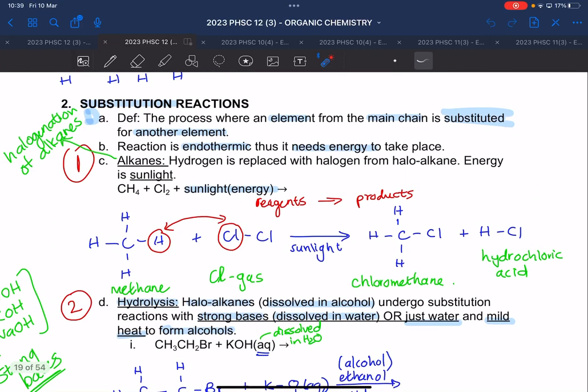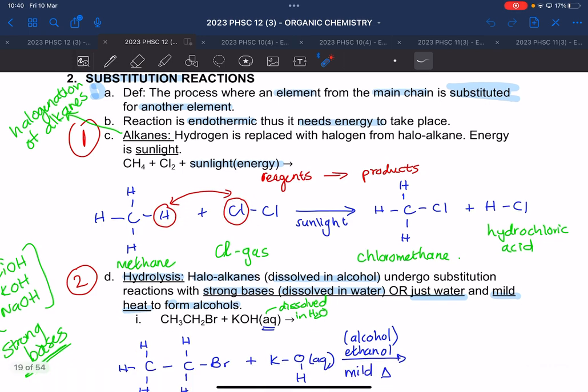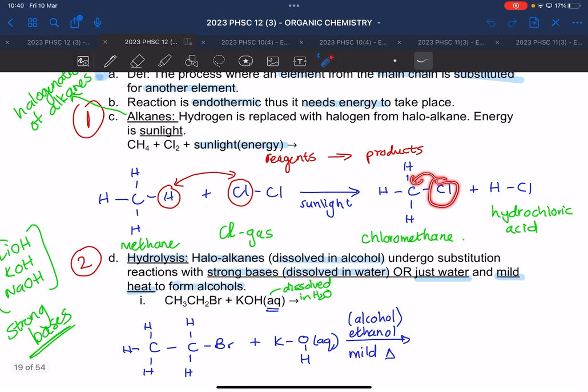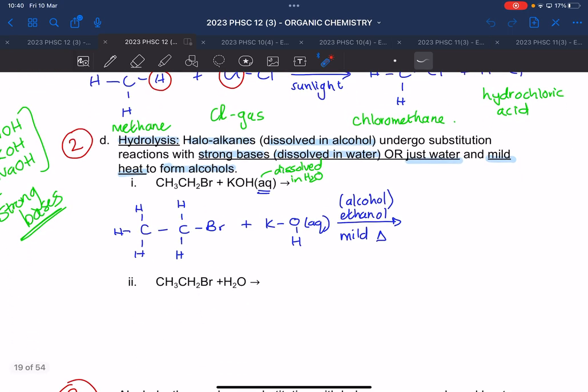We first did the halogenation of alkanes, where an alkane becomes a haloalkane. The hydrogen was just substituted for a chlorine, and you get a haloalkane. Now we have hydrolysis, and we said there are two types of hydrolysis.